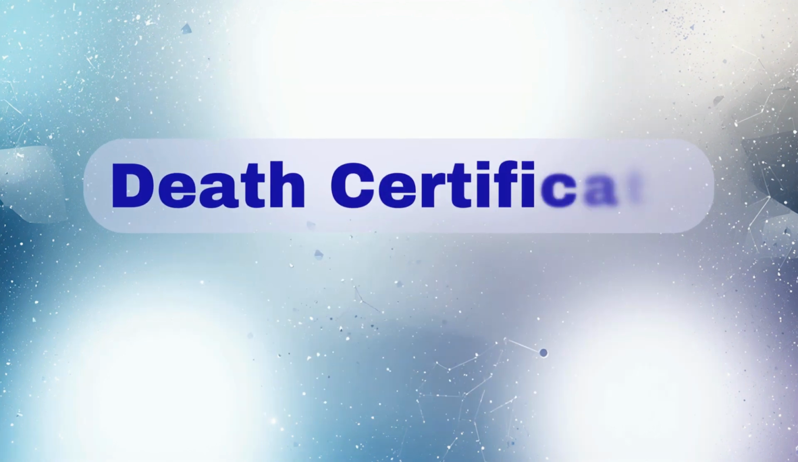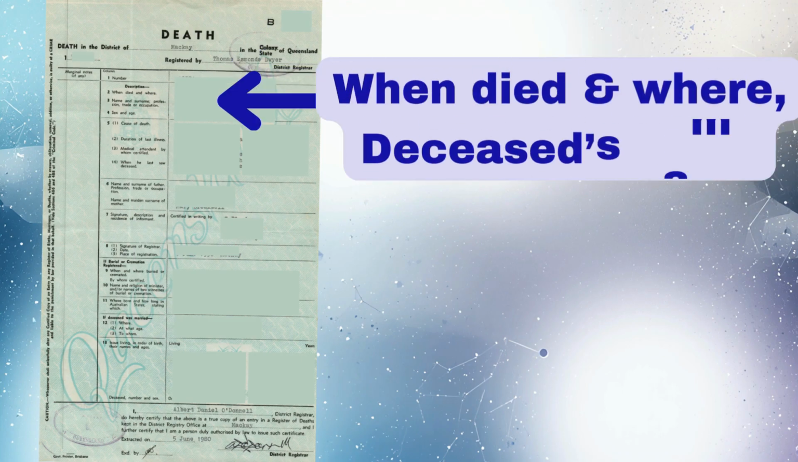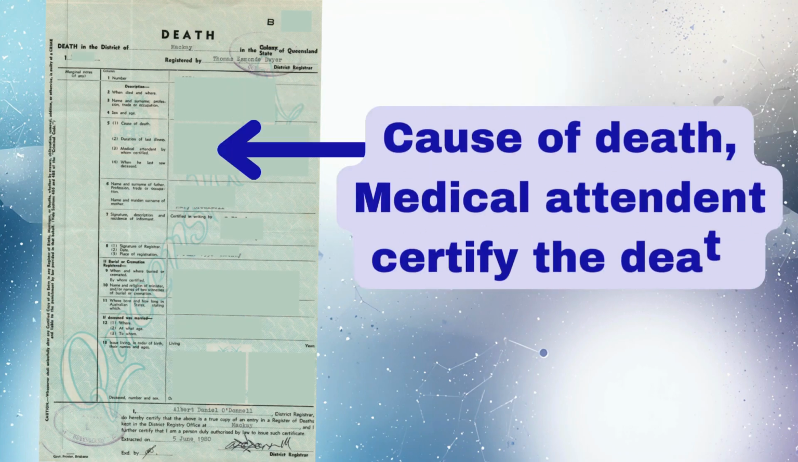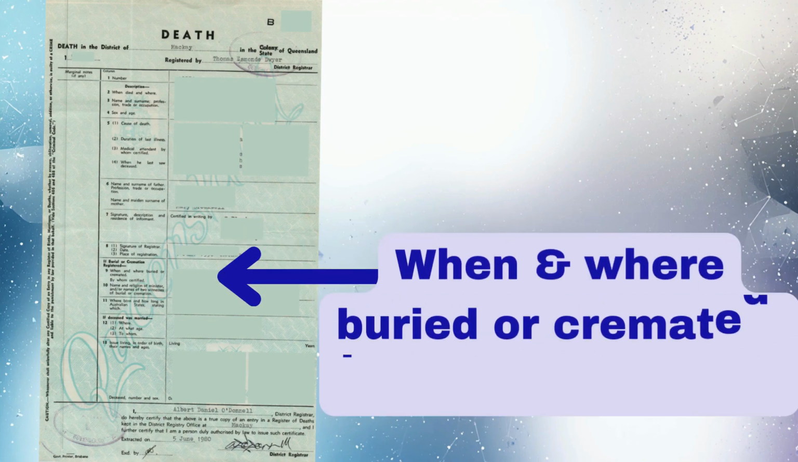Of course, this is other than the details about the deceased. As we look into what is on a death certificate, the main things to know that are correct are reference number, deceased's name, date of death, where the death took place, cause of death, plus details of the medical attendant certifying the death, the informant and their address, the registrar and date and place of the registration, when and where buried or cremated, plus 2 witnesses of the burial. There is a lot of detail to take in, so be mindful.